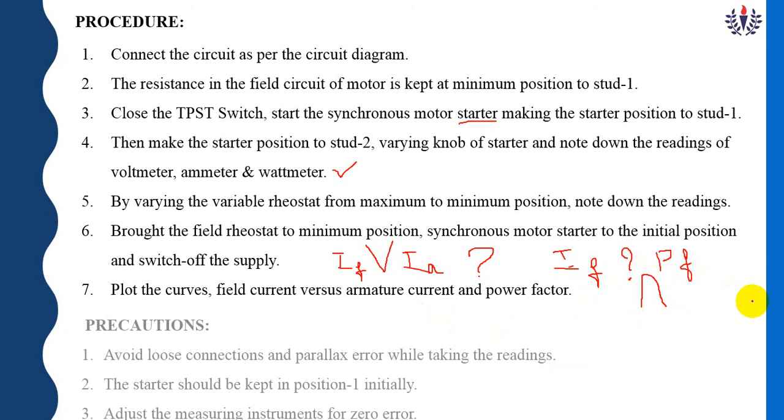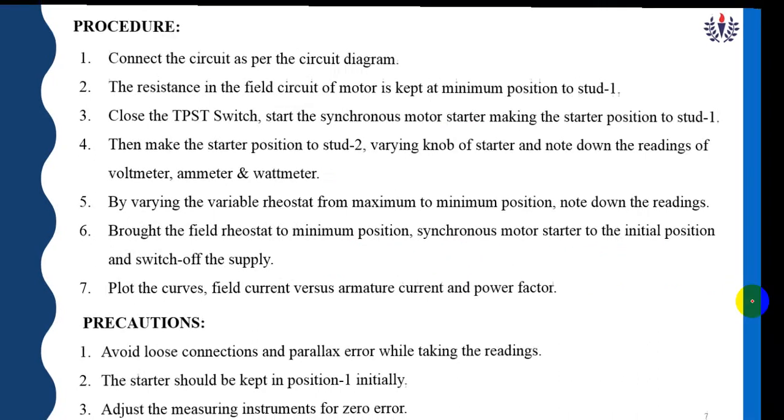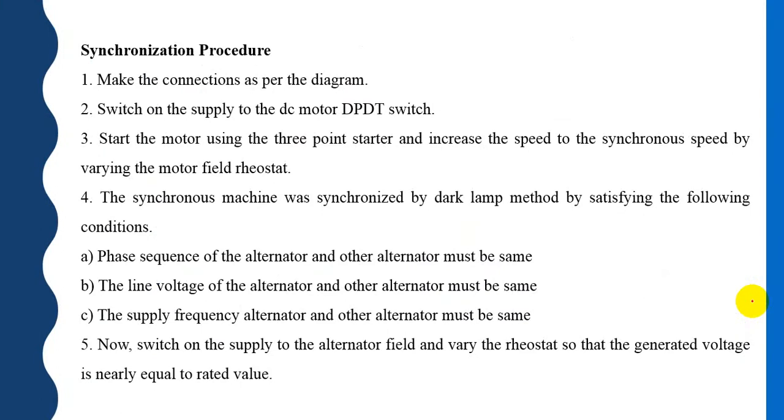Before conducting the experiment, precautions should be taken. Now I am explaining. Avoid loose connections and parallax error while taking the reading. The starter should be kept in position 1 initially. We should check before we start: if there are any measuring instrument errors, adjust them to zero error. So this is the short procedure. Now I will explain the procedure in detail.